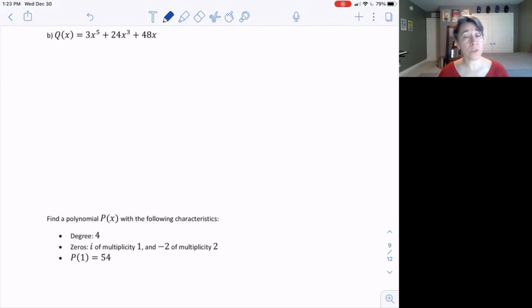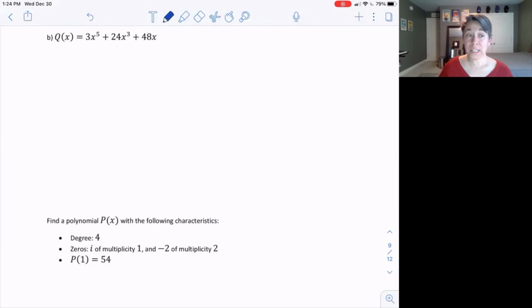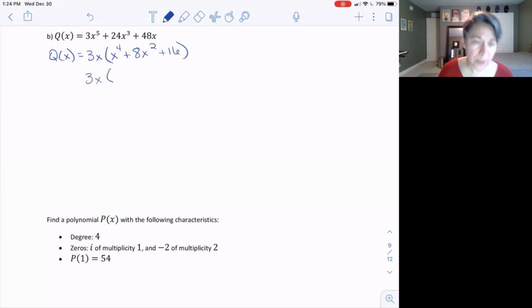We're going to do the same thing with q. We're going to see if we can find zeros, see if we can reduce it. So on this polynomial, we may notice that we can factor out a GCF. So q of x, they have a 3x in common all the way across. So that leaves us with an x to the 4th plus 8x squared plus 16.